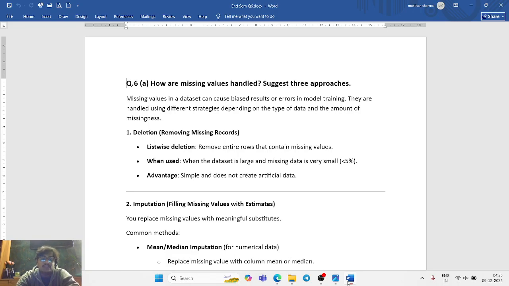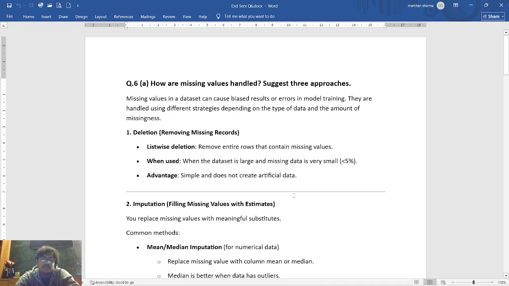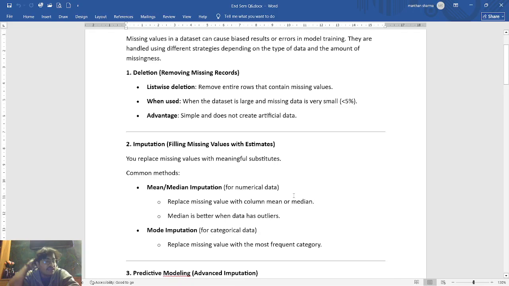The second approach is imputation, which means filling missing values with an estimated value. There are different types, like mean or median imputation for numerical data. Mean is used when the data has no extreme values, and if there are outliers, then median works more effectively. Mode imputation is for categorical data, where we replace missing entries with the most frequent category. Imputation is very commonly used because it keeps the dataset complete without deleting anything.